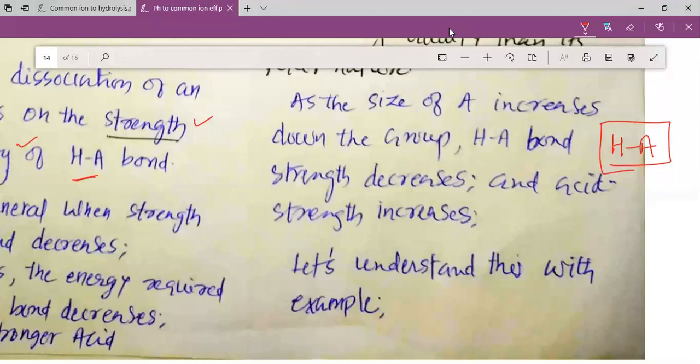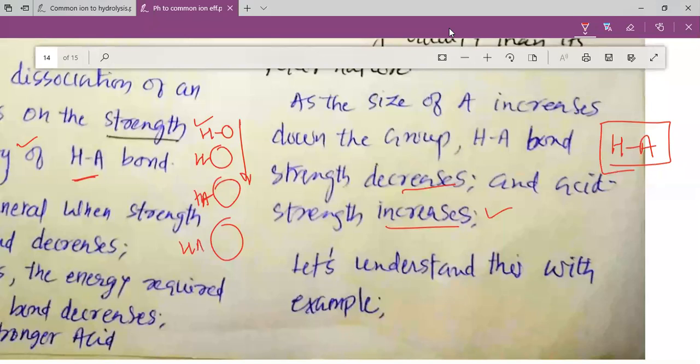As the size of A increases down the group, HA bond strength decreases. Please remember that as we go down the group, my dear students, the size of the atom increases because new shells are added. So as the size of A increases down the group, HA bond strength decreases and acid strength increases. The bond can be easily broken, and that is why the acid strength increases as you go down the group.